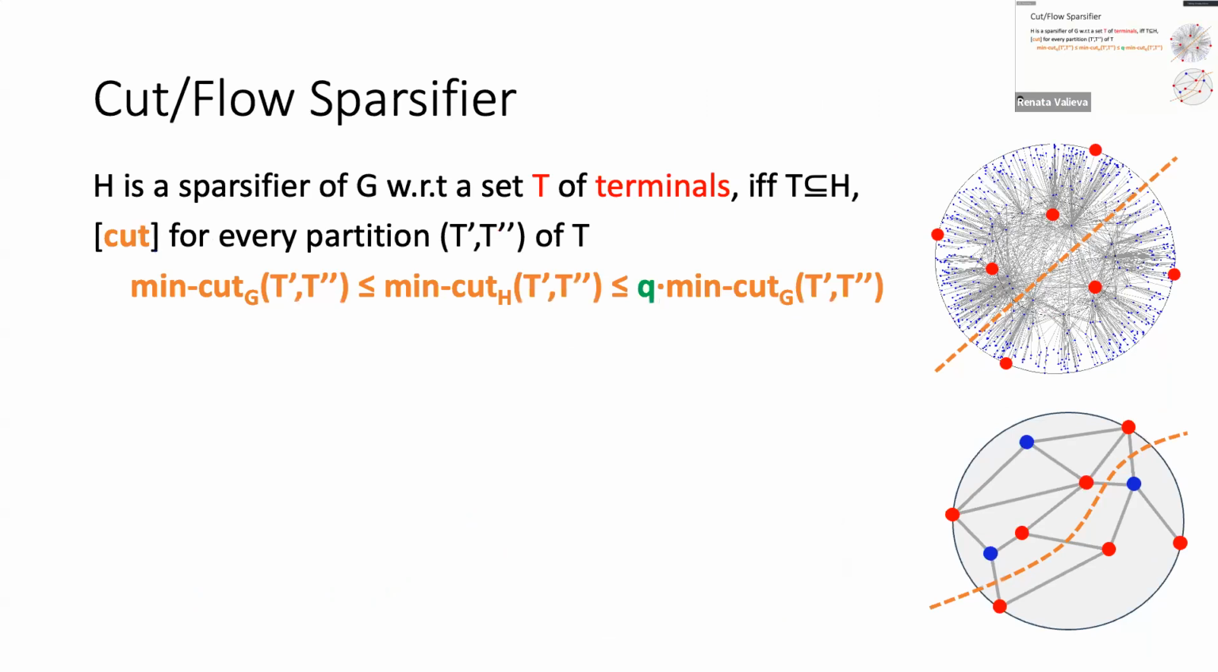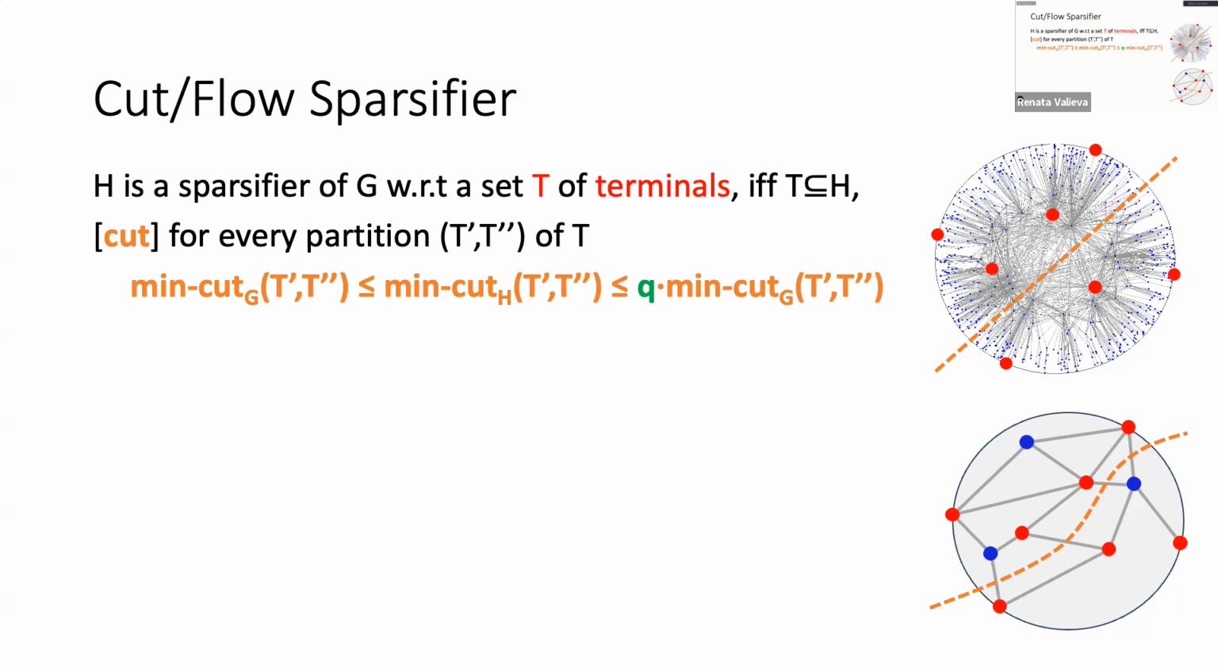So what is the definition of a flow sparsifier? Let's first look at the cut sparsifier. We say a small graph H is a cut sparsifier for a large graph G with respect to a set of terminals T. We always care about those terminals. We always take T with us when we do graph compression.